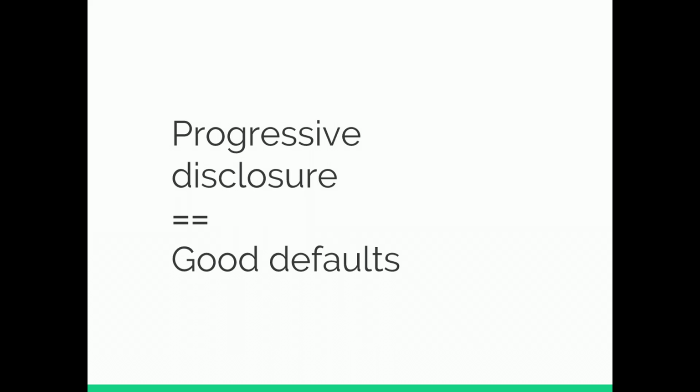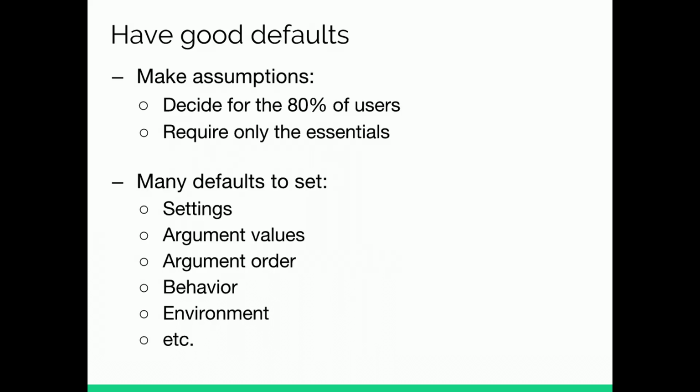Also, progressive disclosure means good defaults. You should make assumptions. We need to decide for the 80% of your users. Users like that someone decided for them already. Advanced users don't like that. Ideally, you want to decide for most of the users and require from them only the essentials. Only the essentials for the problem they are trying to solve. Only things that you can't infer.